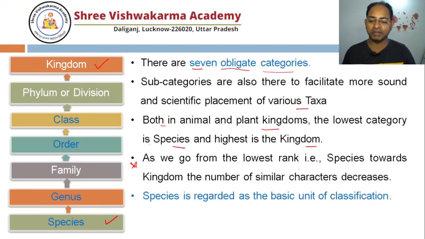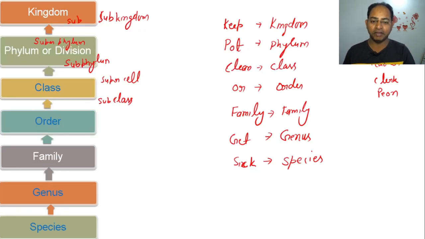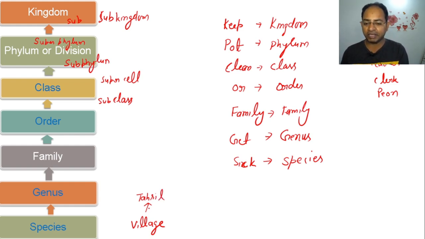Now, if I go to my previous slide, it is written that as we go from the lowest rank, that is species, towards kingdom, meaning from downside to upside, the number of similar characters decreases. What does it mean? For example, there are 2 persons who dwell in a single village. Obviously, if they belong to the single village, then their tahsil or taluka or post is going to be the same, isn't it? Since they are from the same village, their tahsil or post will automatically be the same.